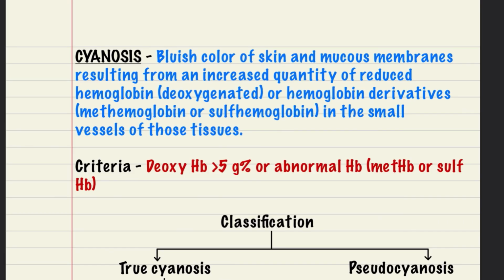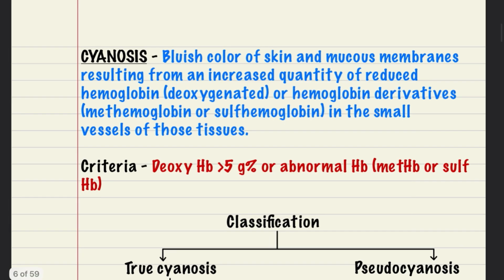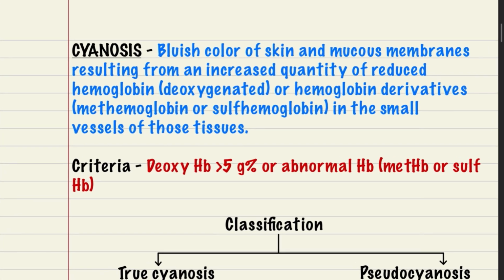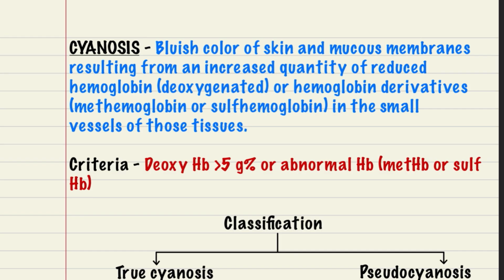Now let's move on to understand what is cyanosis. After we have completed the icterus and the pallor, now it comes to the cyanosis. Cyanosis is also a very important sign, especially when you are talking about congenital heart diseases. Now let's learn about the cyanosis.